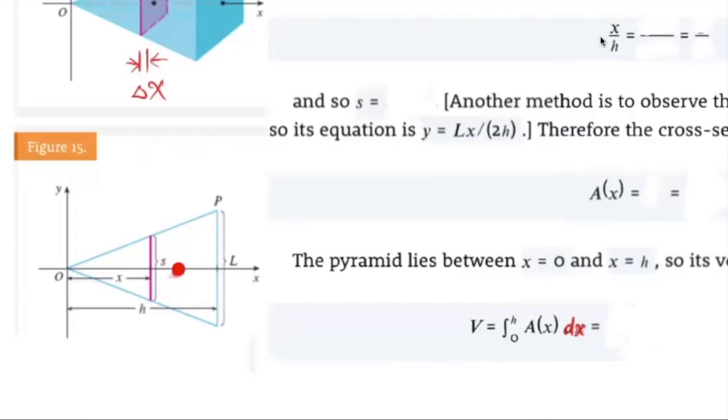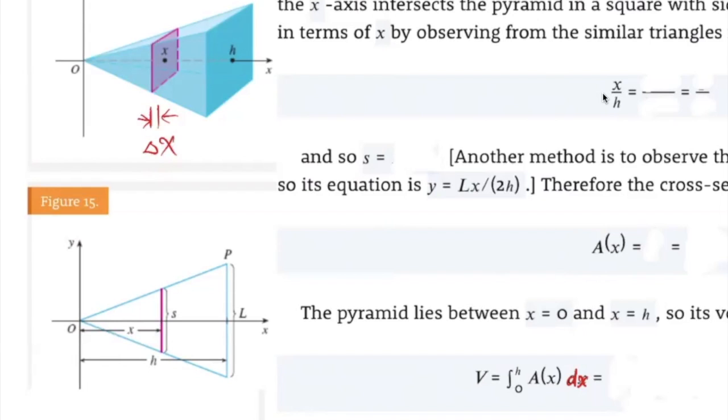We try to express this s in terms of x, because the thickness of each slice is delta x. So later on, the integral will have dx, so it will be an integral with respect to x. So we'll try to express this s in terms of this x.